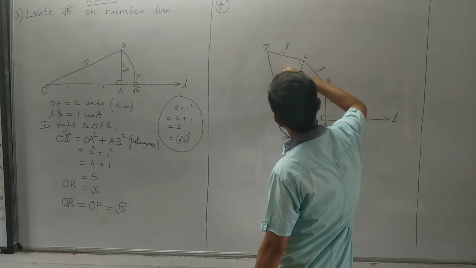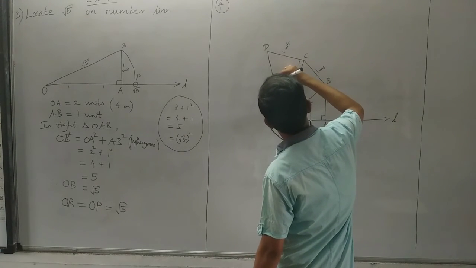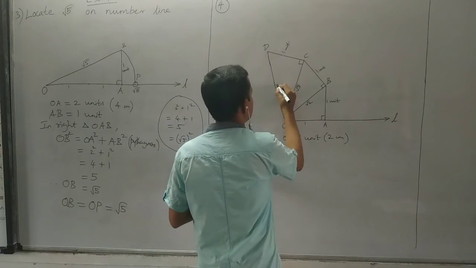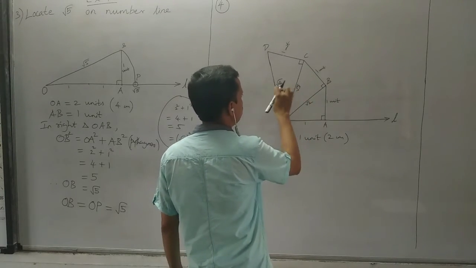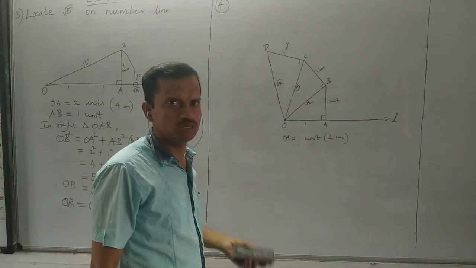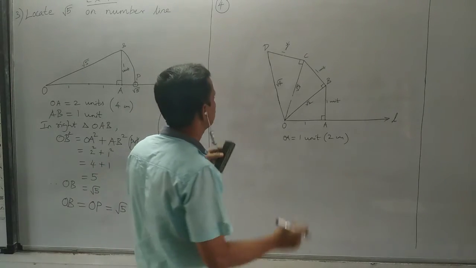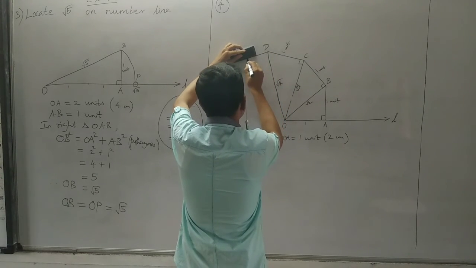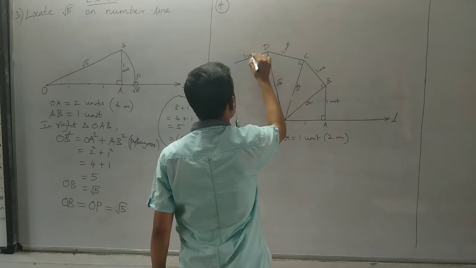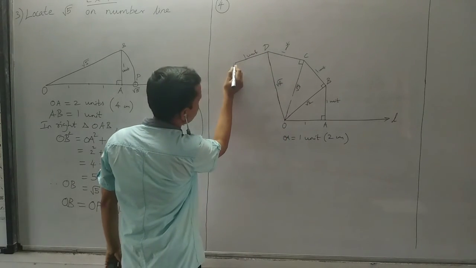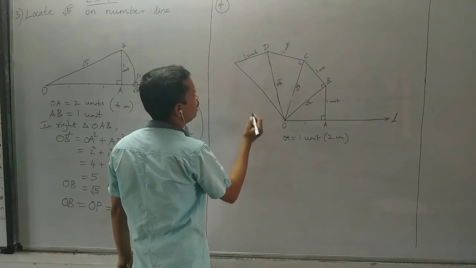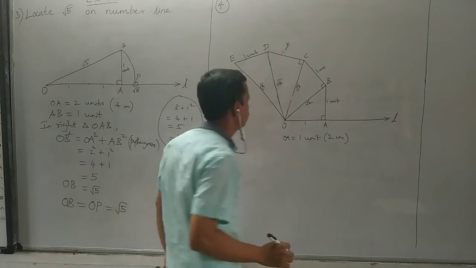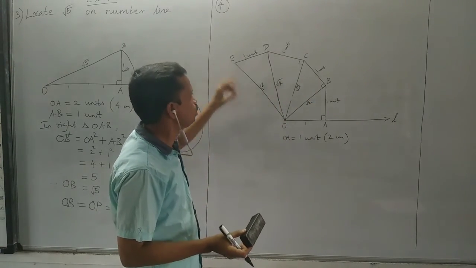Now this OD will be root 4. Clearly I am writing. So this is root 4. Root 2, root 3, root 4. And again, if you proceed in the same way, you can get root 5. So how? You have to draw a perpendicular here. Okay? Again, 1 unit distance, draw a perpendicular, you have to join here, and it will be E. Now you get root 5. Root 2, root 3, root 4, root 5. Now OE, you get root 5.